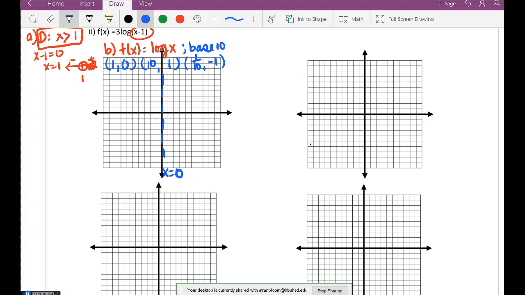All right. Let's plot the dots. 1, 0, 10. This is a grid by 10 by 10, so go all the way to the end. And then 1 tenth, negative 1. Here we go.